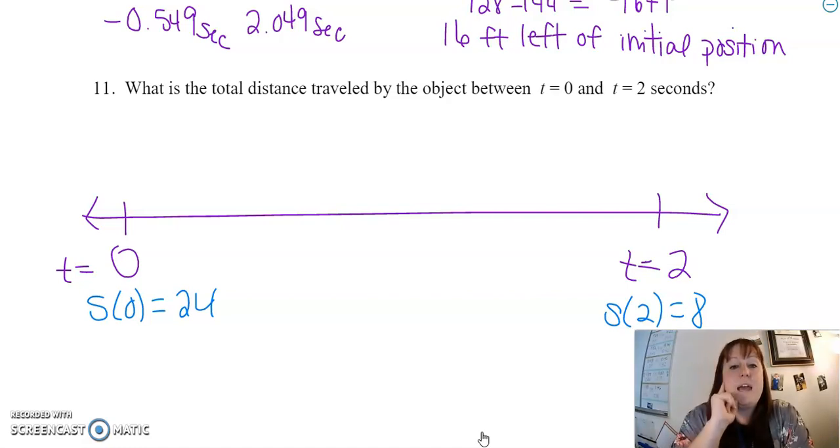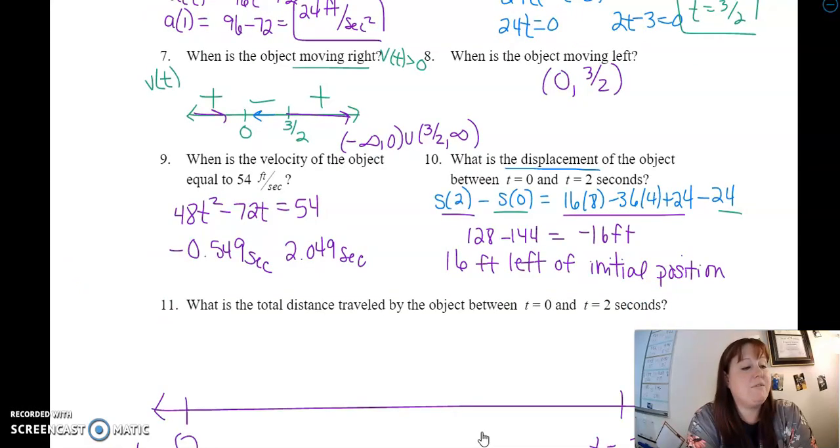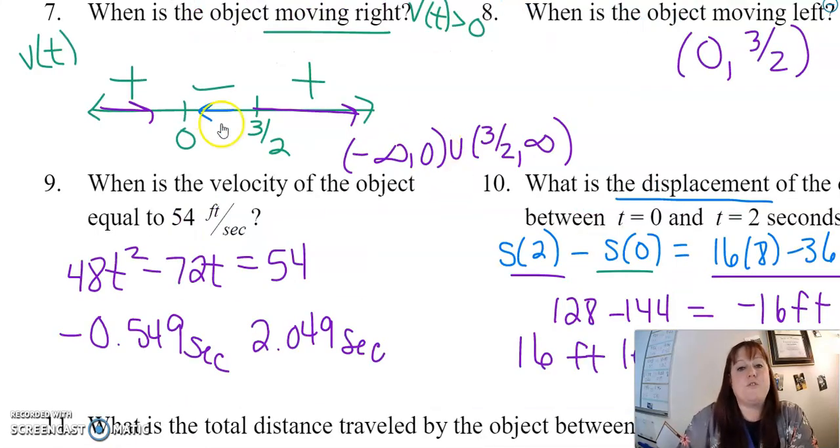So the question we have is, were we always going in the same direction this whole time? Because if we were, then that's it, right? We just always went to the right, or we always went to the left. But we look back and we notice that we were not always going to the left or to the right. In fact, we have right here on our number line, first at 0, from 0 to 3/2, we were going left. And then from 3/2 on, we were going to the right.